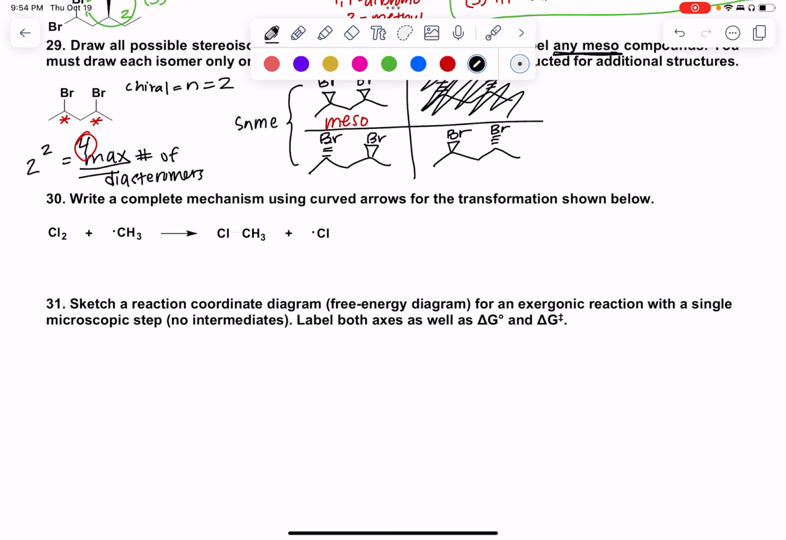All right. Write a complete mechanism using curved arrows for the transformation shown below. All right, so this is a radical reaction. And I'm going to draw chlorine out. So chlorine bonded to chlorine plus the radical CH3. And I'm going to follow my arrows. So this chlorine, I'm only going to take 1 electron from this chlorine and bring it to the center. That means the other electron has to go to the other chlorine.